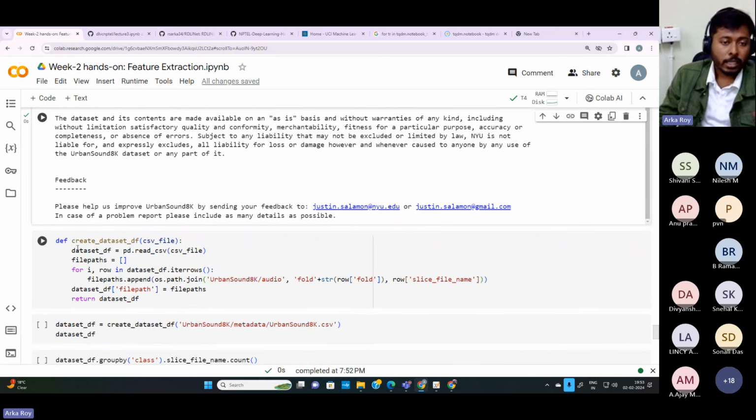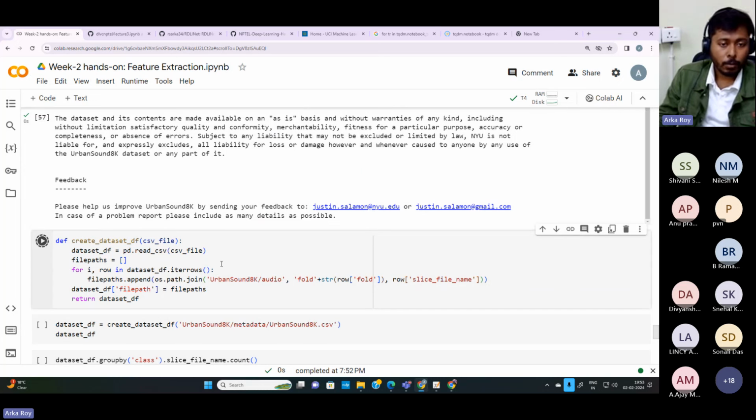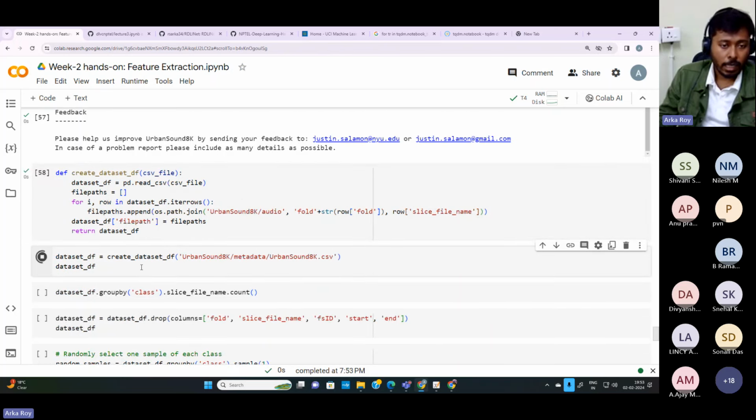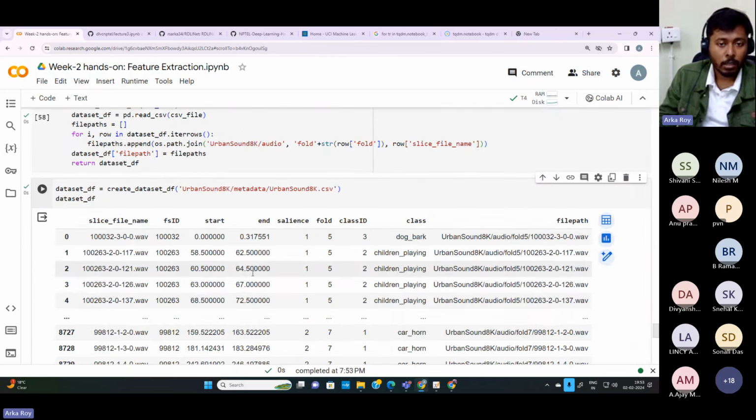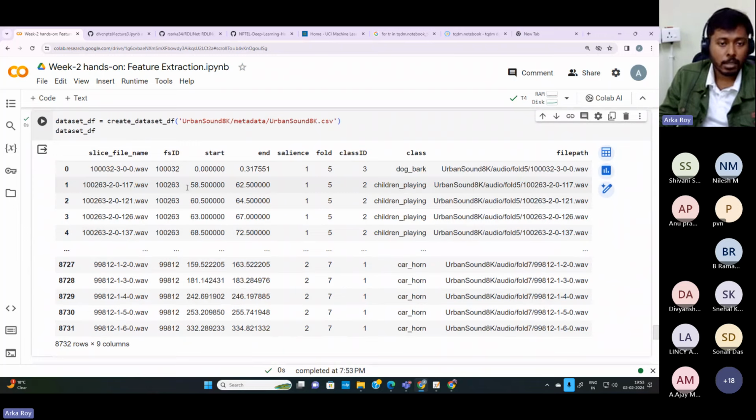Now I want to create a pandas data library. For that, let me show you the data library. They have given a CSV file. Whatever information is there, I'm just showing you. For example, this is the path for this particular wave file. This is the path for the second wave file.